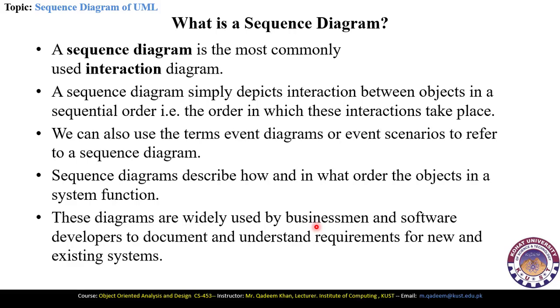So business persons have great importance in the project because they have to sell the project. That's why they are very interested in the development of the project. Similarly, software developers, who are the programmers, have to develop the software and they have to understand what sort of functions and requirements the system has, so that they will implement the system according to those particular functions.